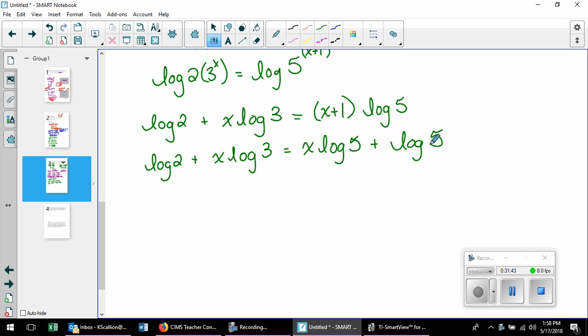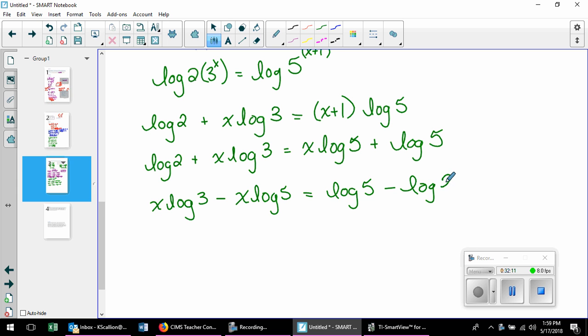Anything with an x comes to the left. Anything that doesn't have an x in it goes to the right. So I'm going to have x log 3 minus x log 5 equals log 5 minus log 2.